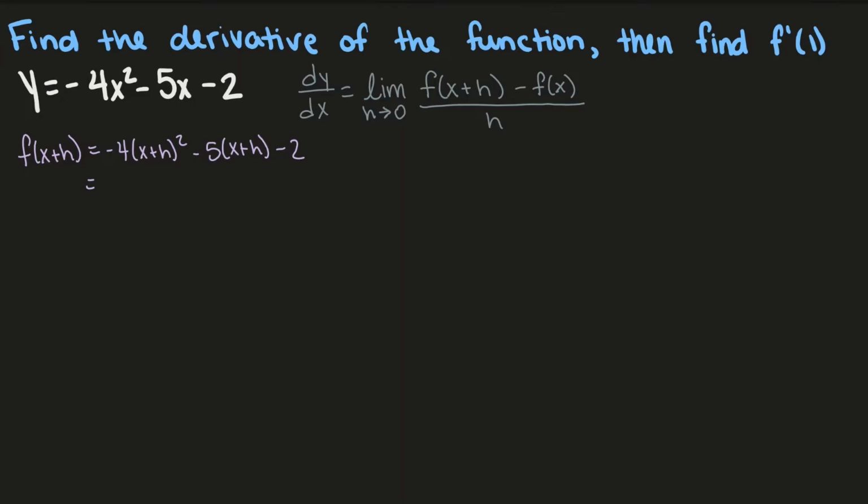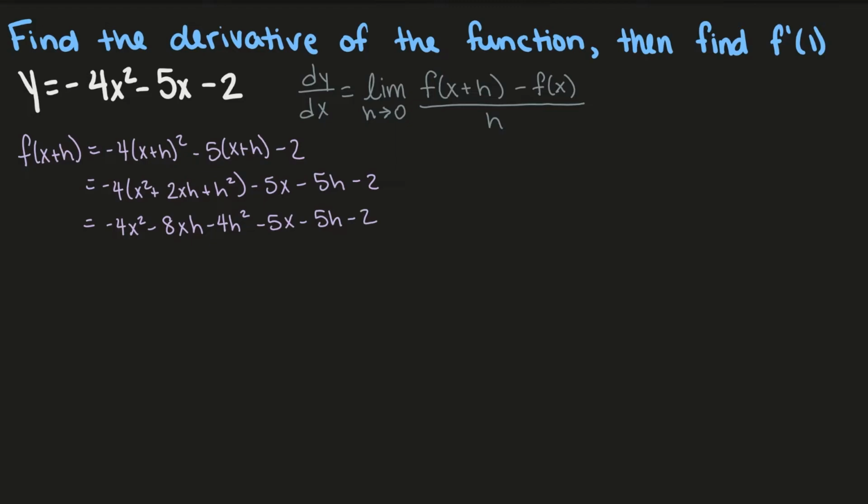X plus h squared, that's going to be a perfect square trinomial, so we'll get negative 4 times x squared plus 2xh plus h squared. And then we're going to distribute our negative 5 to our x and to our h, so we'll get minus 5x minus 5h minus 2. And then we'll distribute this negative 4 to all of our terms, so this will give us negative 4x squared minus 8xh minus 4h squared minus 5x minus 5h minus 2.